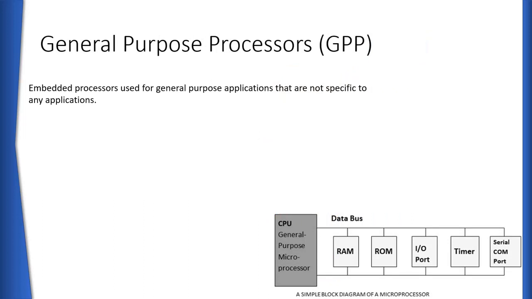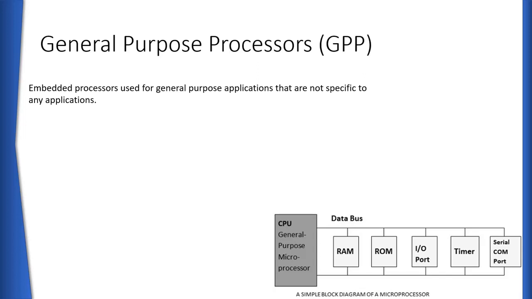General purpose processors. A general purpose processor is an embedded processor which is for general purpose applications that are not specific to any particular application. In these processors, the instructions are based on a predefined general purpose instruction set. The processor inside the computer or a laptop at your hand is a typical example of a general purpose processor.